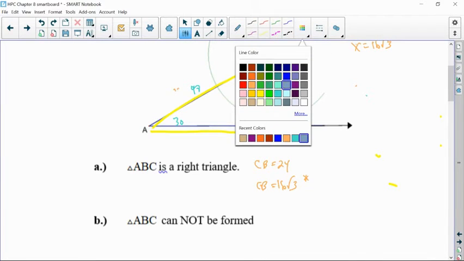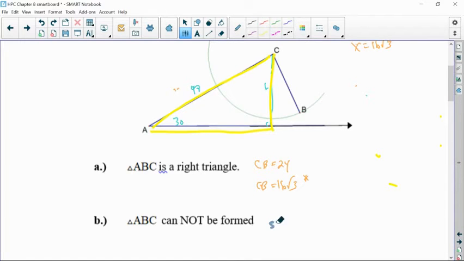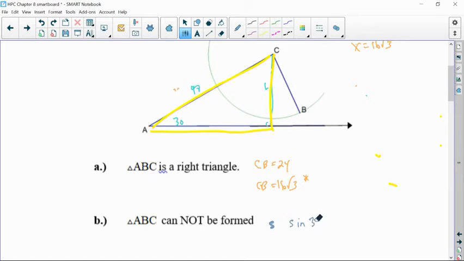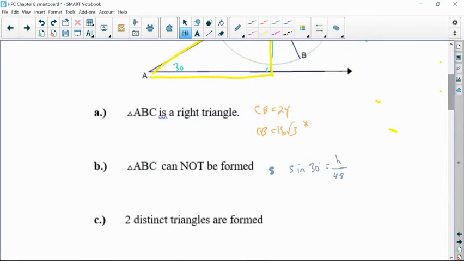So I could say the sine of 30 equals height over 48, and then just solve for that. Oh, it's a 30-60-90 triangle, so that was really silly of me. It's just 48 times 1/2. See, I'm still mesmerized by that side by side. So 24. So as long as CB is less than 24, no triangle would be formed because it would not be long enough to hit down there.